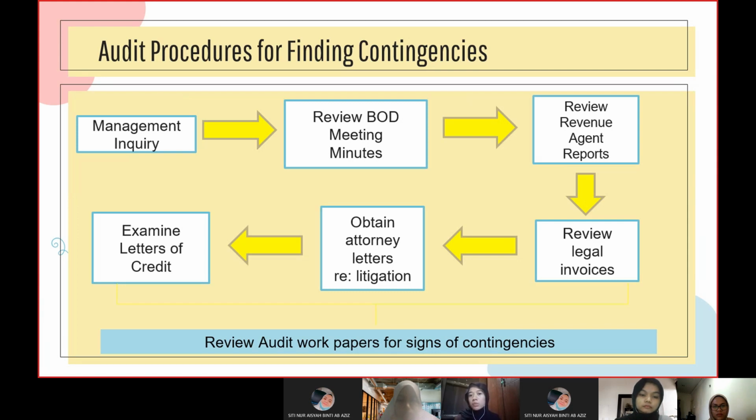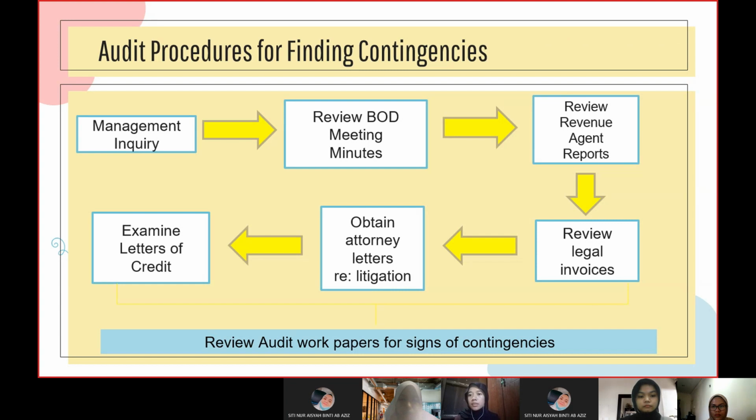Next we will see reviewing board of directors meeting minutes. In this step, we review the minutes of the directors' and stockholders' meetings for indications of lawsuits or other contingencies. In this step, we go directly to the board of directors.